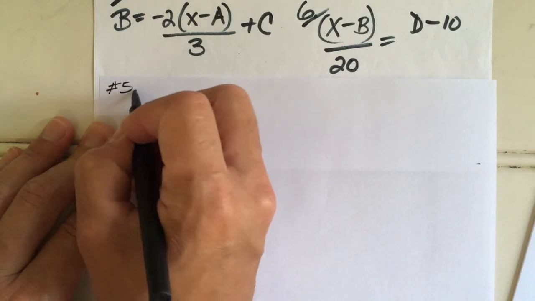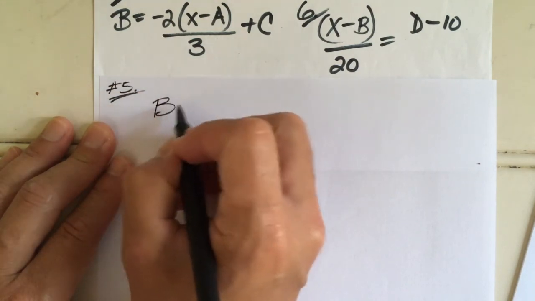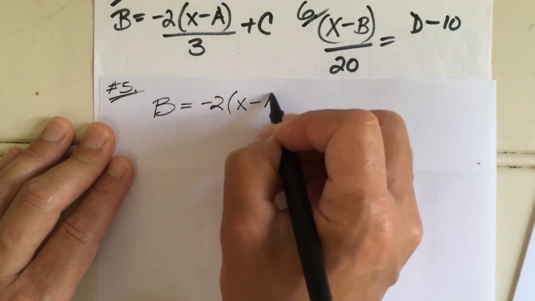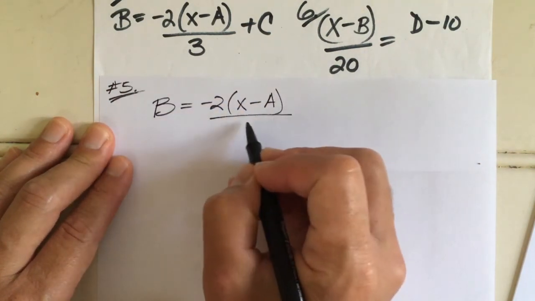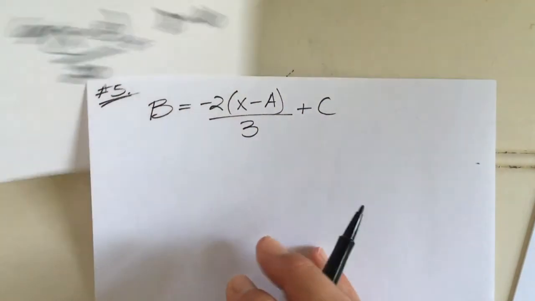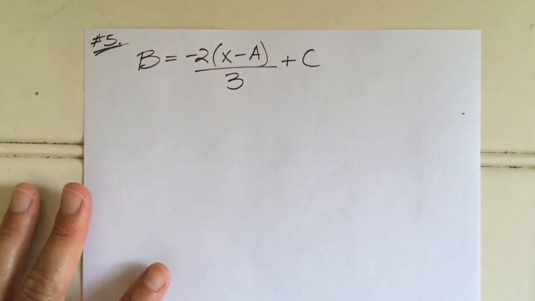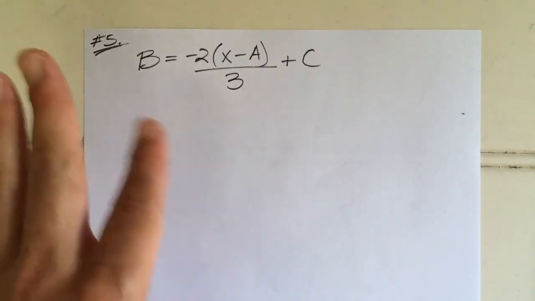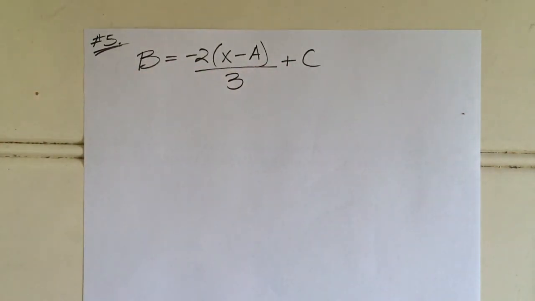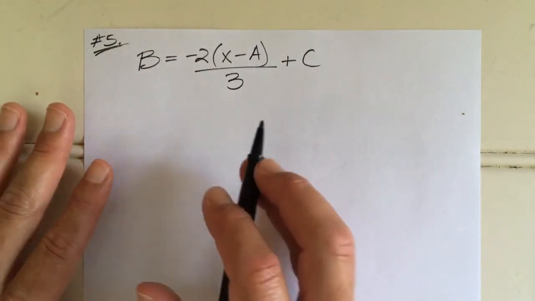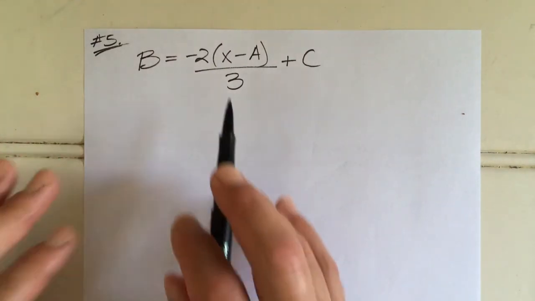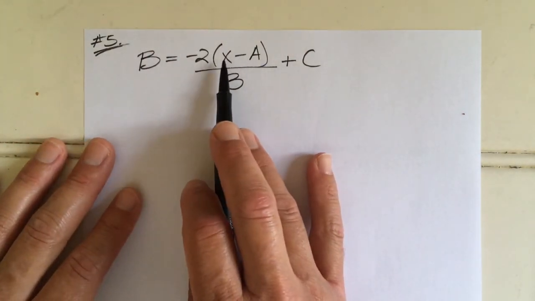So number 5 says b is equal to negative 2 times x minus a divided by 3 plus c. So in a problem like this, we just want to know what x is in terms of b and a and c, because we don't know what those variables are. But so really we're just getting x alone, right? We're going to push all the other variables to one side and then solve for x.